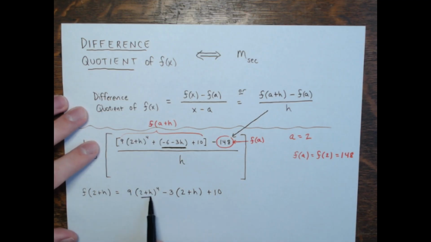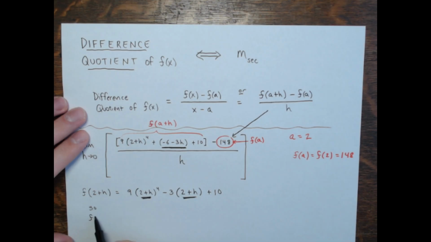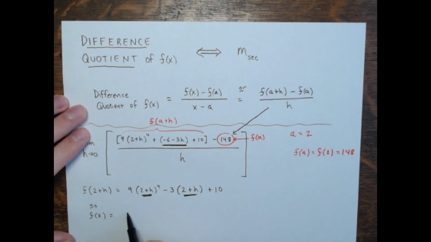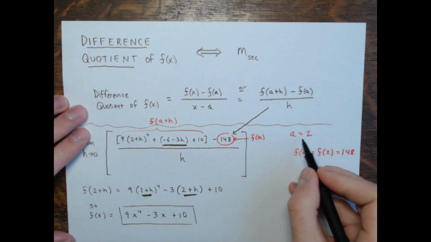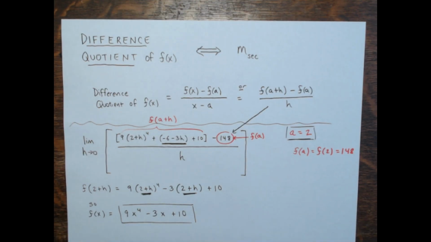So you see how now there's a 2 plus h here, 2 plus h here. Those replace x in f of x, right? So f of x must be 9 times x to the fourth minus 3 times x, wherever the 2 plus h is, and then plus 10. This must be the function f of x, and then again, the value that we're taking the derivative at must be 2 based on the way this looks.